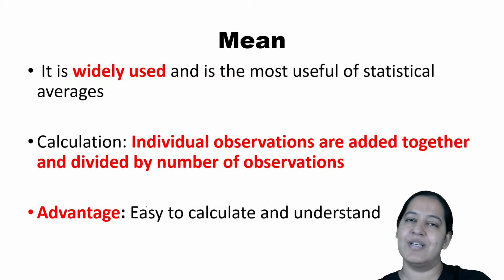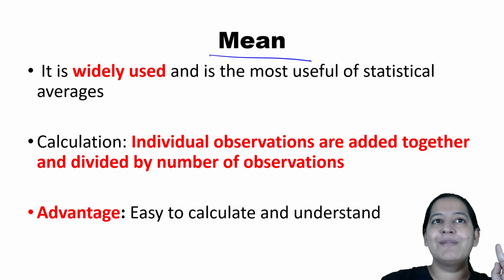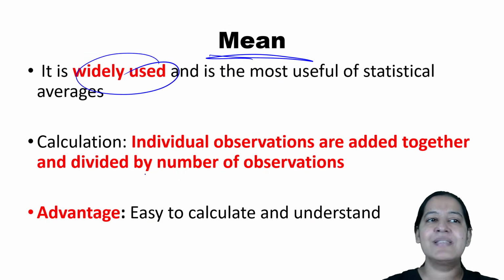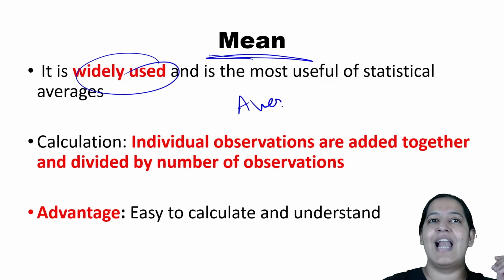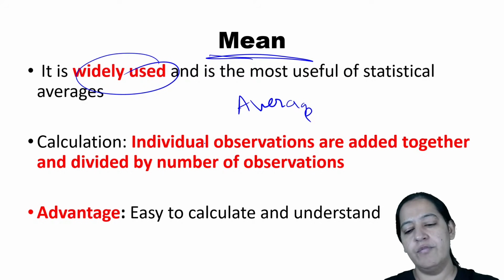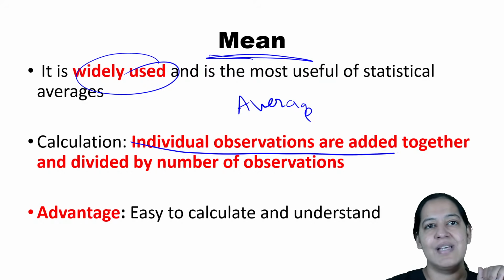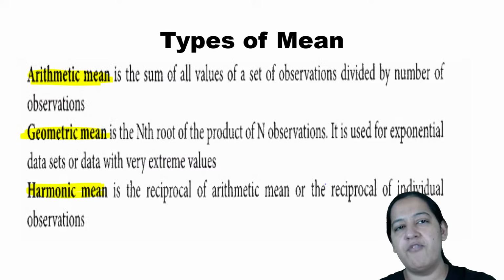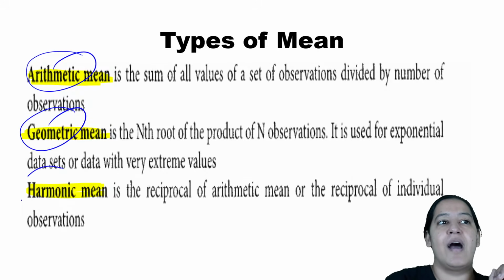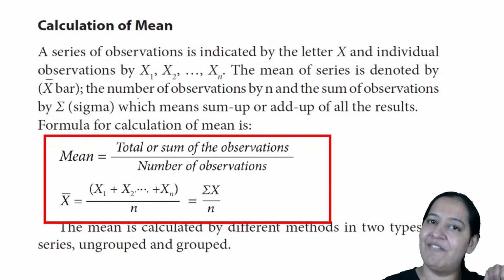You already know it; this is just to brush up and tell you how numericals come on this topic. The first thing is mean. It is the most widely used among these 3. In layman's language, it is known as average. There are 2 methods. In the simple method, which everyone knows, individual observations are added and then divided by the number of observations. There are 3 types of mean: arithmetic mean, geometric mean, harmonic mean. I am talking about arithmetic mean here. This is the simple way to calculate.